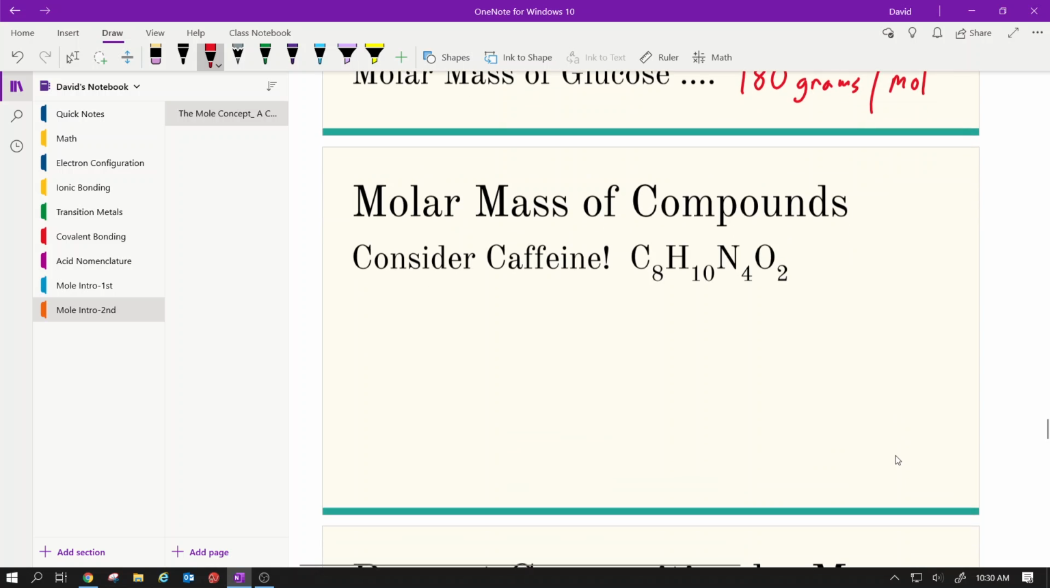Hey, here's another one. One of my favorite compounds, caffeine. I just had some this morning. I know. I am under-caffeinated currently. I have not had enough coffee this morning.